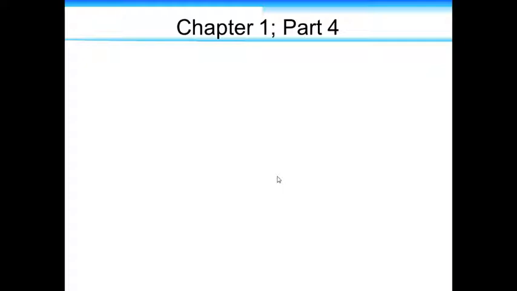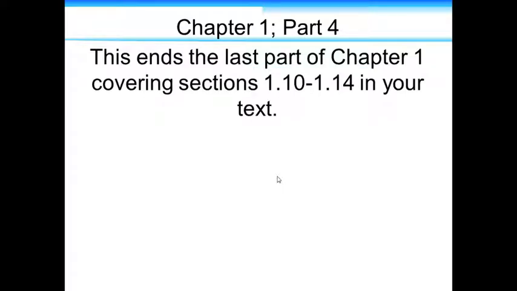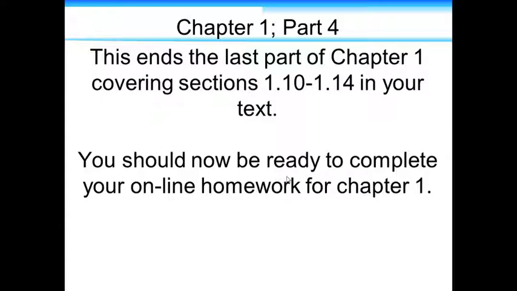This ends the last part of Chapter 1. Now that we've completed Chapter 1, you should be ready to complete the homework for Chapter 1.